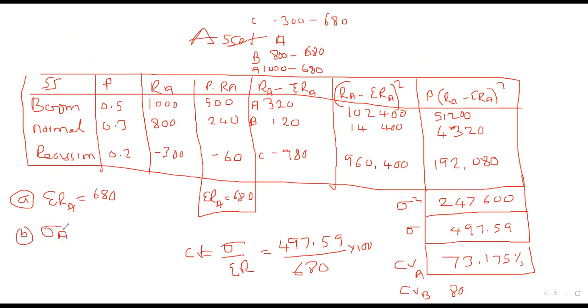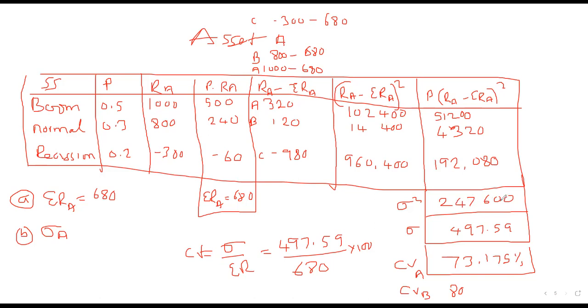Standard deviation for A. So what you do is we subtract the expected return from the return for each of them. So 1000 minus 680 is 320. 320 squared is 102,400. Then we multiply this one by the probability of 0.5, we get 51,200. Similarly, 800 minus 680 is 120 squared, 14,400. Times the probability of 0.3, we get 4320. And lastly, 300 minus 680 is minus 380 squared, 144,400. Times 0.2, 28,880. When you add this column, we get 247,600.